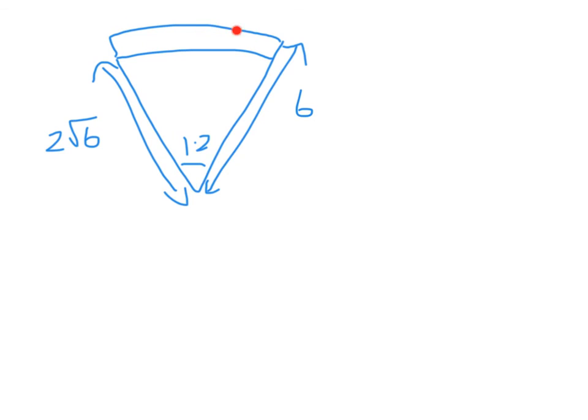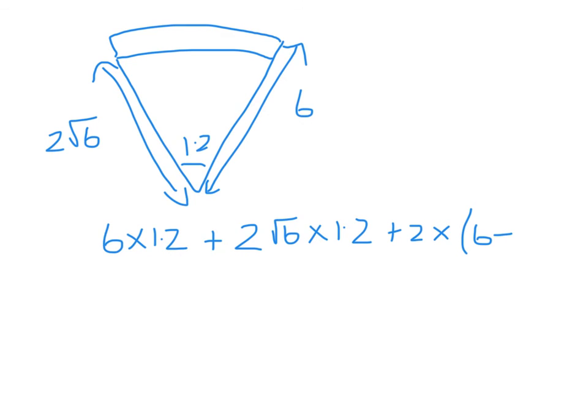We're asked to find the perimeter of the flower bed. So if we start with the outer arc, the length of that will be 6 times 1.2. If we then look at the inner arc, it will be 2 root 6 times 1.2. And then we have these two sections here which will have the same length, and they are the difference between the two radiuses, so 6 minus 2 root 6. And to three significant figures, that gives us an answer of 15.3.